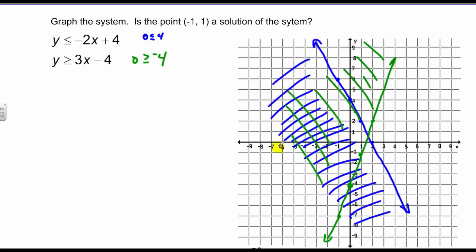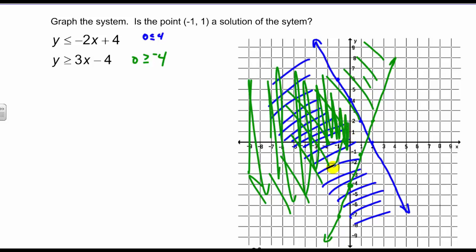And you'll notice now that I have green and blue overlapping in some regions, just green in others, and nothing in others. Where the overlap is the solution for my system. And it asks, is negative 1, 1 a solution of the system? Well, where is negative 1, 1? Negative 1, 1 is right around here, this red dot, and that's in my double shaded region. So negative 1, 1 is a solution.